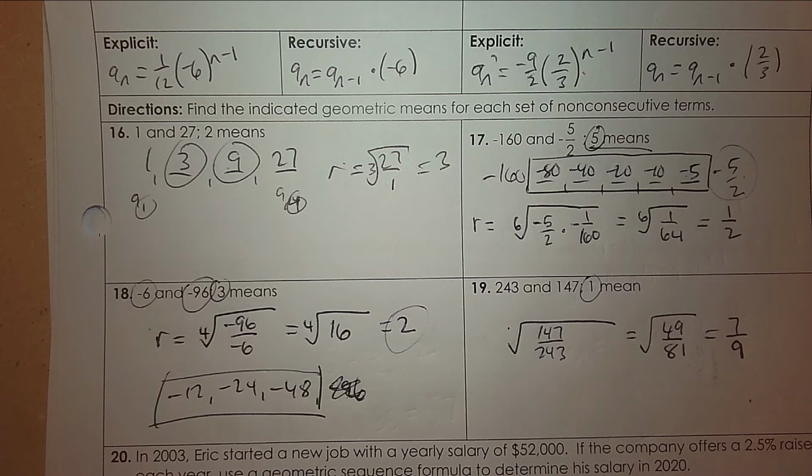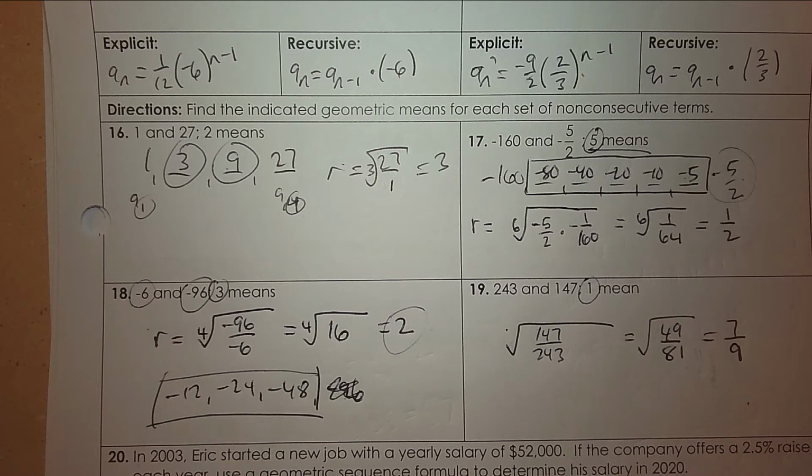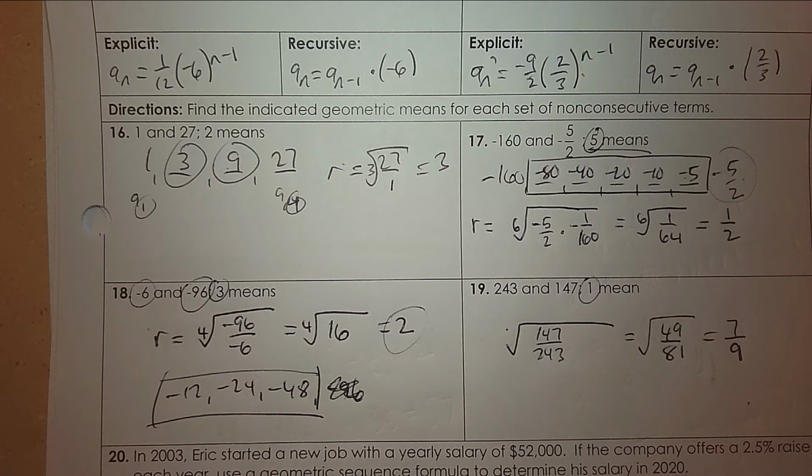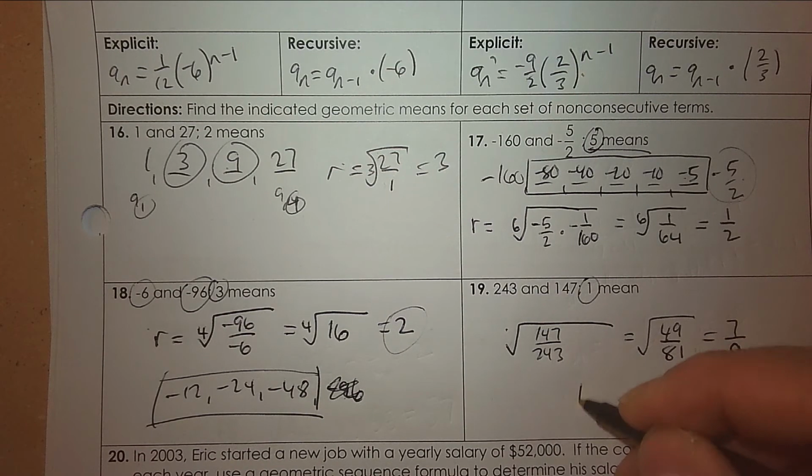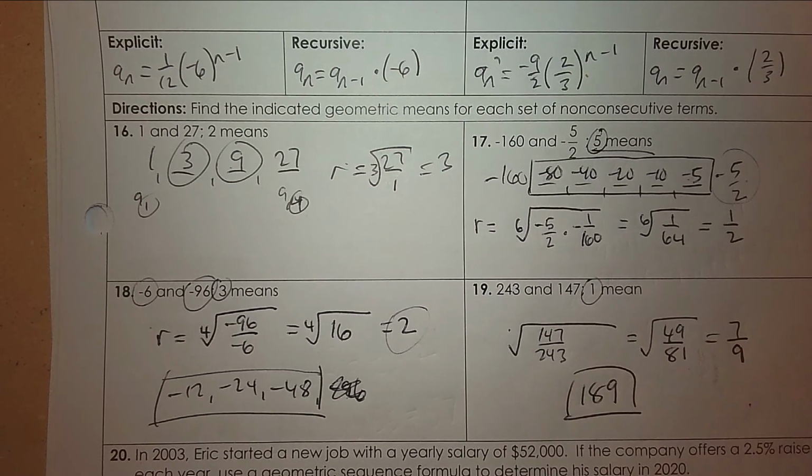Right? So the ratio 7 over 9, did I not do it right? 7 over 9 times 243 is 189. I don't know, I didn't get that the first time. So the one mean in between is 189.